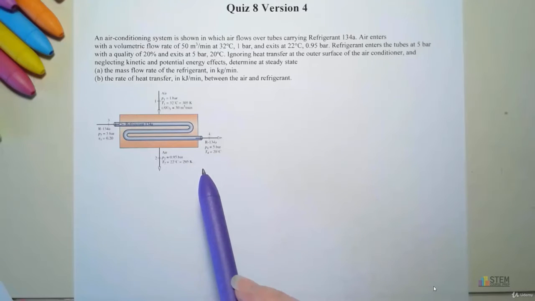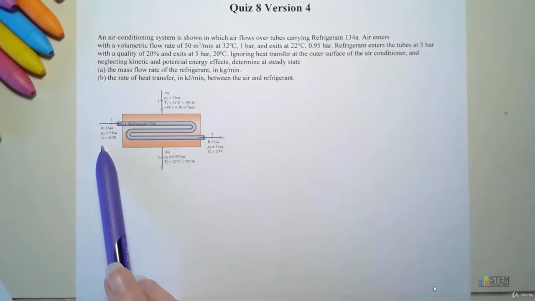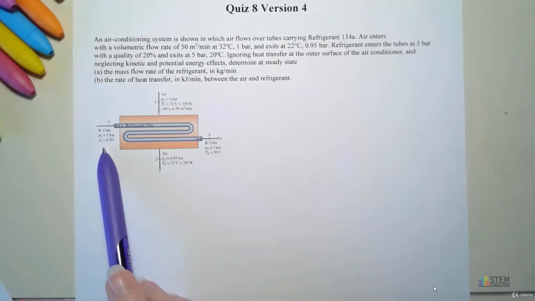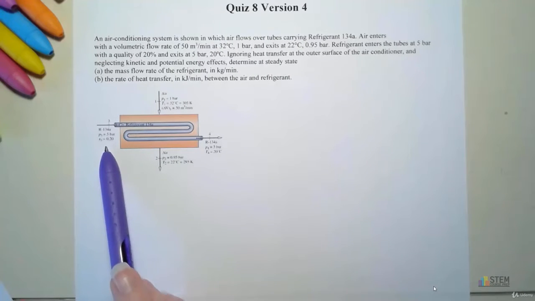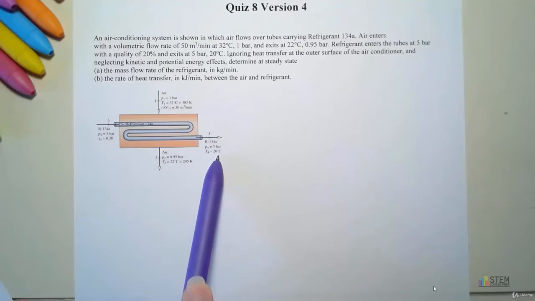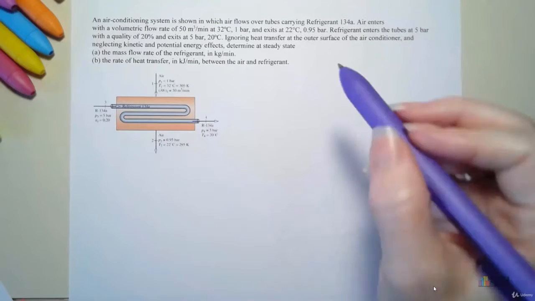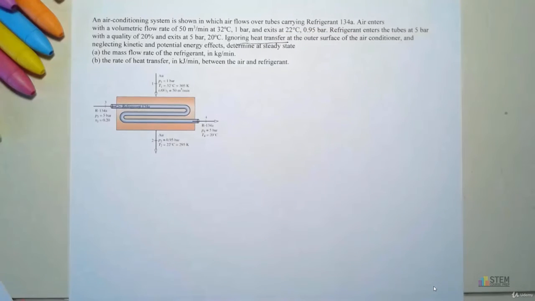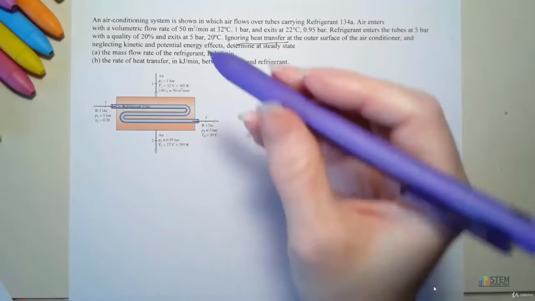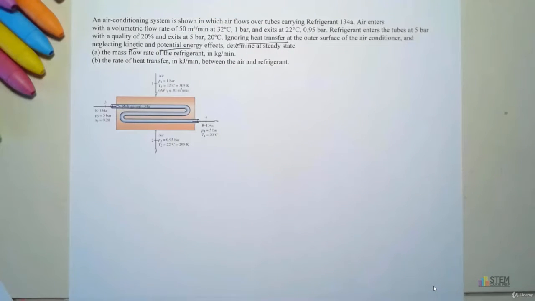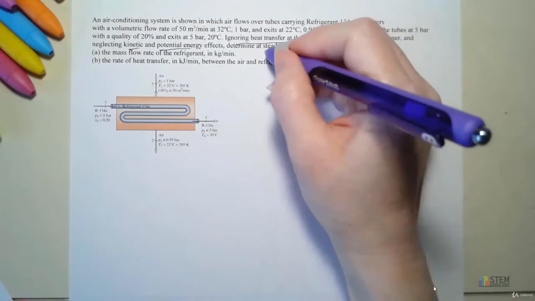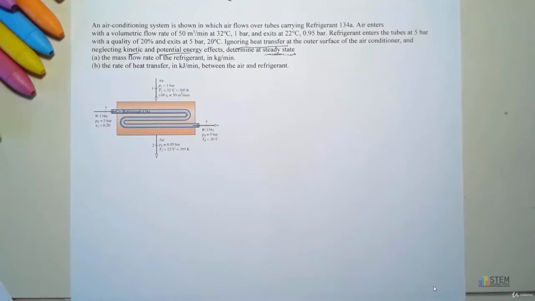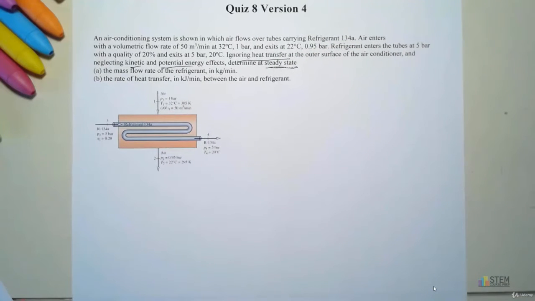Now the refrigerant enters the tubes at a pressure of 5 bar, and it gives you the quality here. It's 20%. And then it exits over here with a pressure of 5 bar and a temperature of 20 degrees Celsius. Now we are going to ignore heat transfer, the outer surface of the air conditioner, and then we're going to neglect the kinetic and potential energy effects. We're also going to say steady state conditions, and we want to find mass flow rate of the refrigerant.